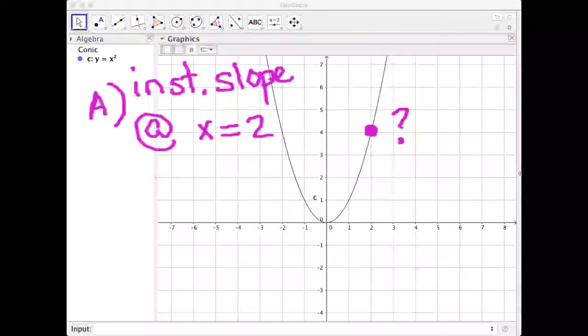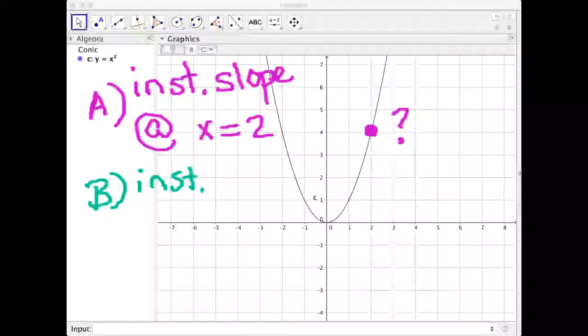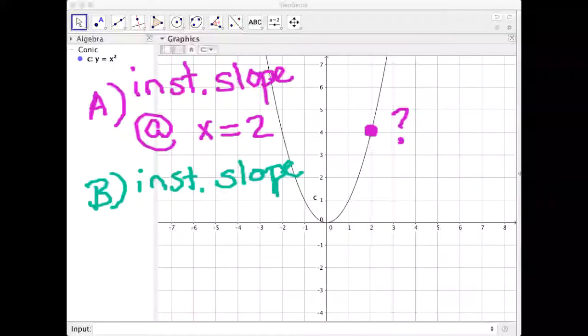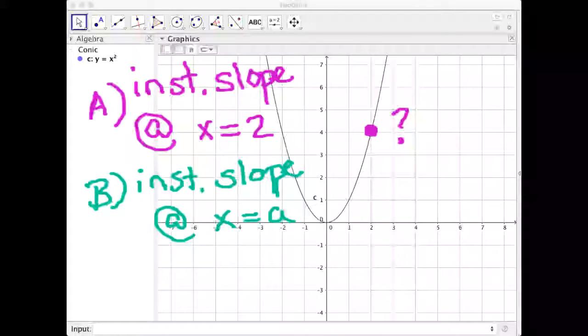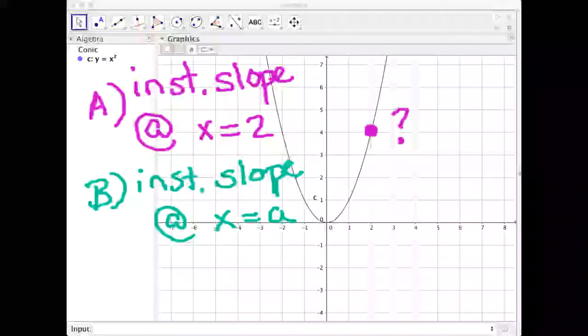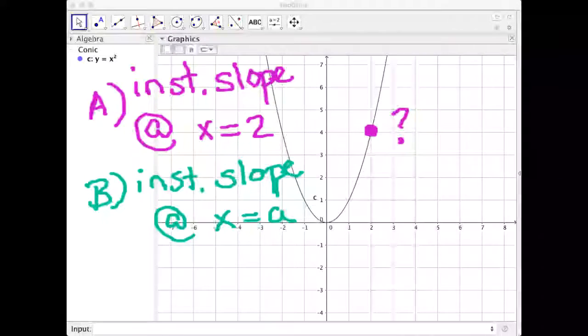Next, maybe we'll do this in a different color, green. I want us to figure out what the instantaneous slope is at any point A. So it's all fine and good to find it at x equals 2, but let's see if we can figure out a more generic formula for finding the instantaneous slope at the point A. So first at 2, then we're going to try to generalize it to A.